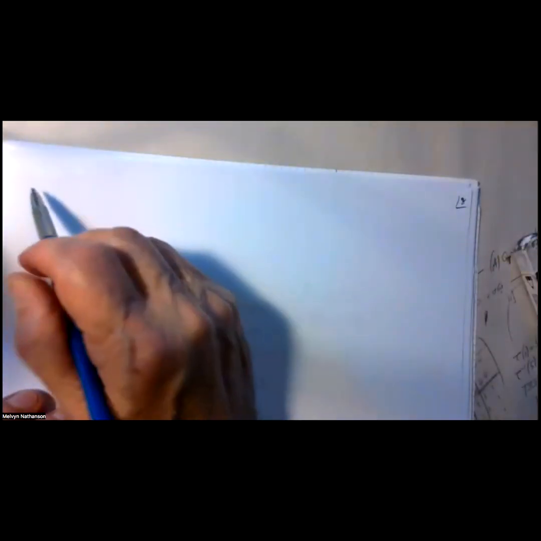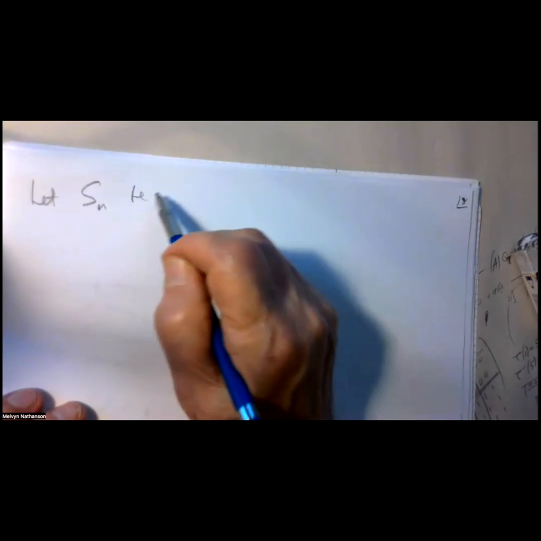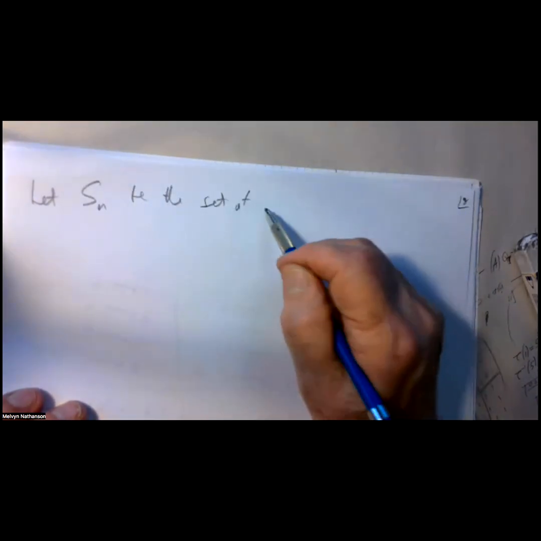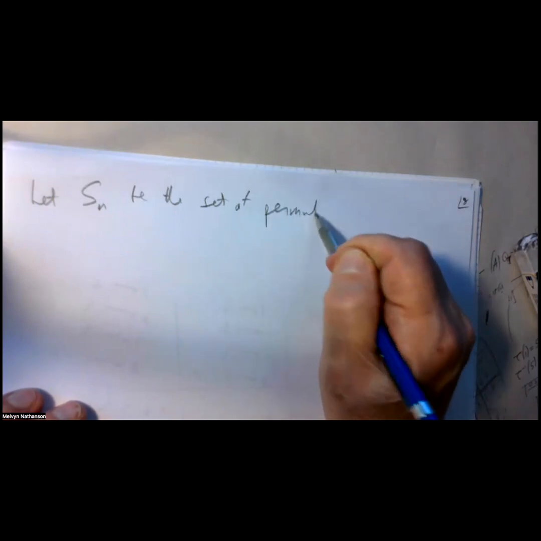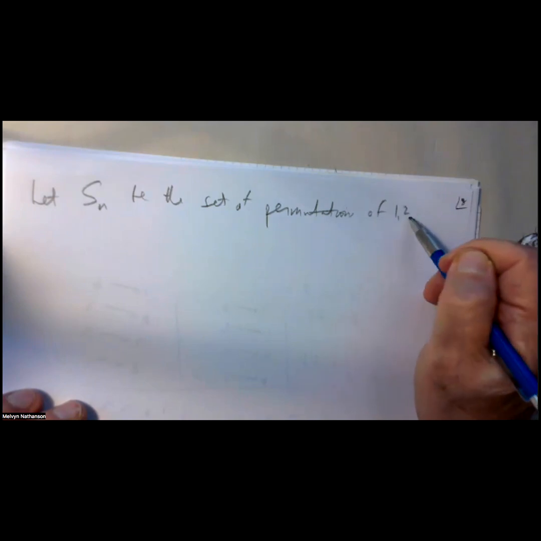So it's nice to give a name for these things we're talking about. So we let Sn be the set of permutations of the integers from 1 to n.